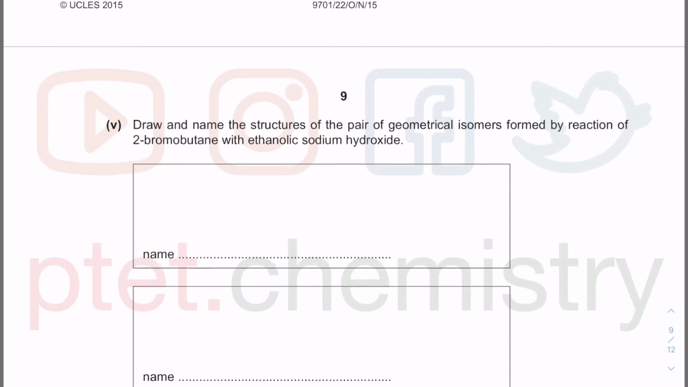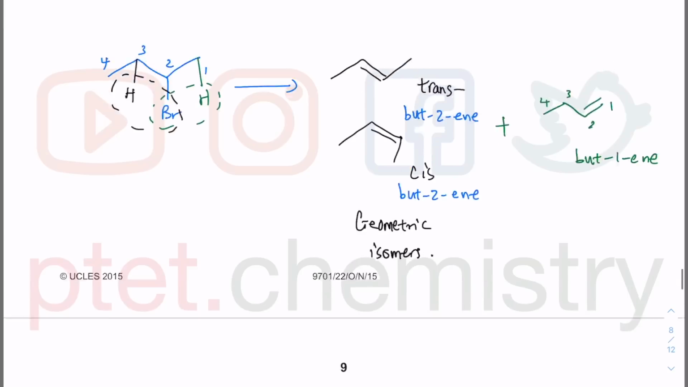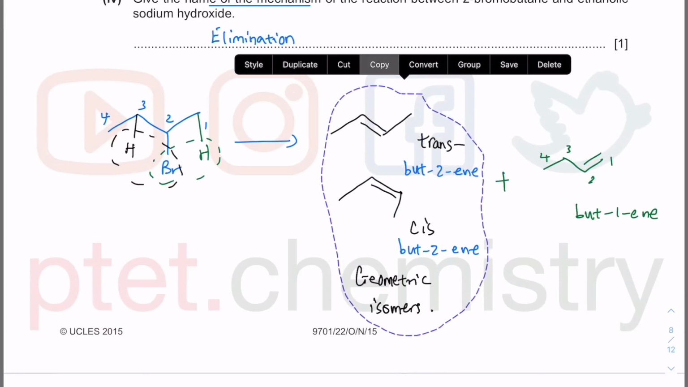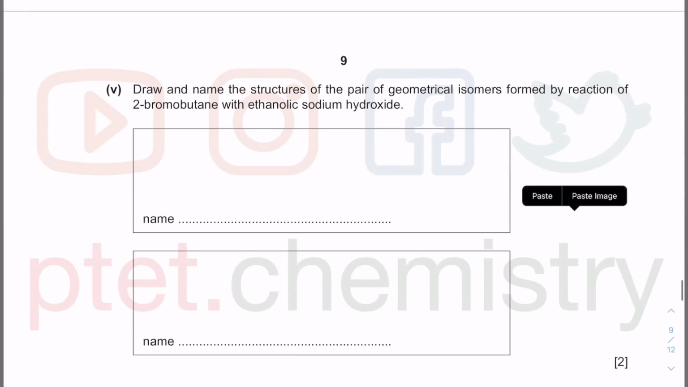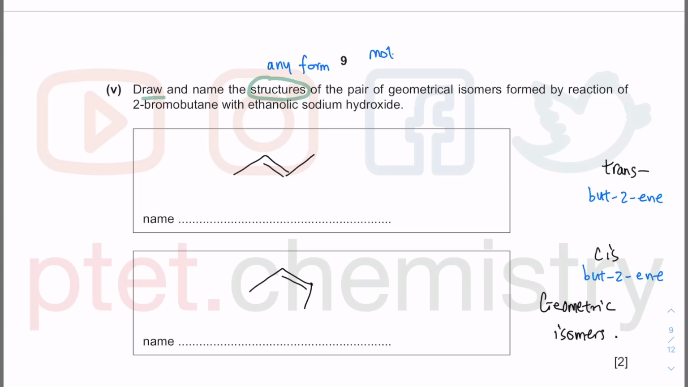And not too surprisingly, they're asking you to draw and name the structure of the pair of geometrical isomers. I literally just explained that. I roughly know how these kinds of questions will proceed. And when you have done quite a few papers, if you have gone through my topical playlists, then you will be able to see what I'm talking about as well. You will see that here, they said draw and name the structures. They don't mention displayed, skeletal or structural. That means it could be any form, but not molecular. You cannot write a molecular formula.